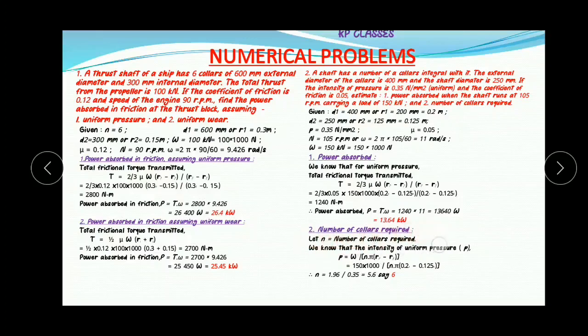Second one is the number of collars required. For number of collars required, we have to use the formula, p equal to W by n pi (R1² minus R2²). By using this formula, we can find out what is n. In this problem, n comes out to 5.6. We can say that is 6. That is the number of collars required for this problem: 6.